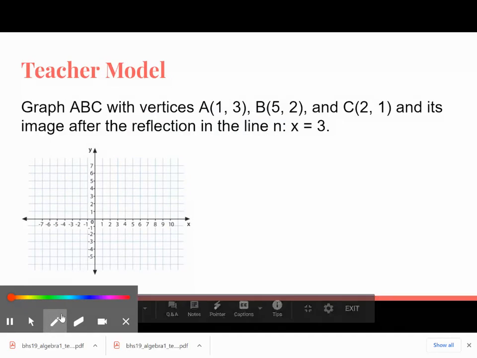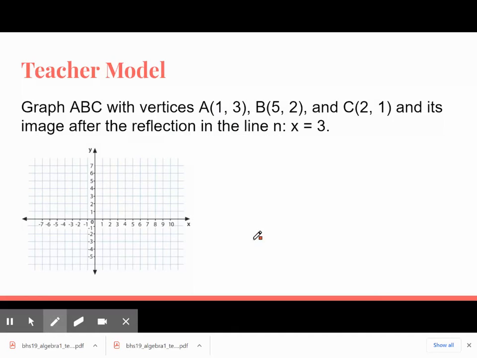It says graph triangle ABC with vertices A, B, and C and its image after the reflection in the line N, X equals 3. So what you need to do first is graph the original triangle. So I'm going to graph A (1, 3), which is to the right 1, up 3. B is (5, 2), so to the right 5, up 2. C is (2, 1), so to the right 2, up 1. And draw your triangle.